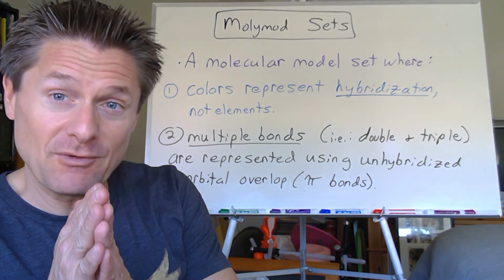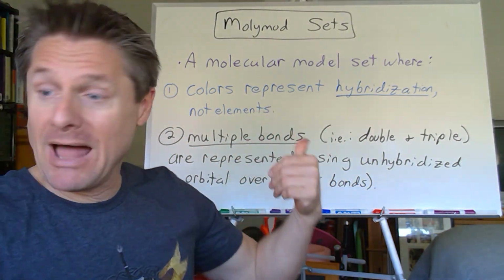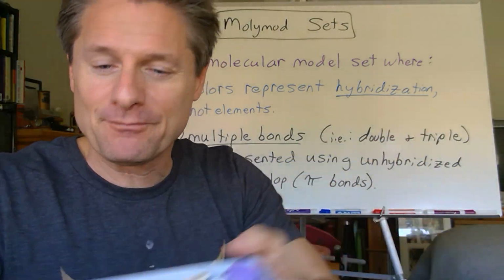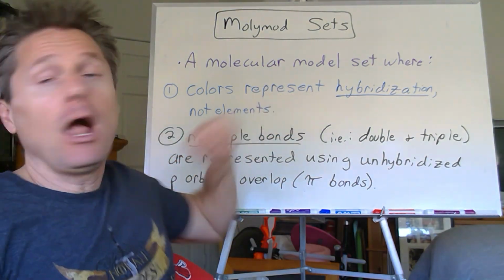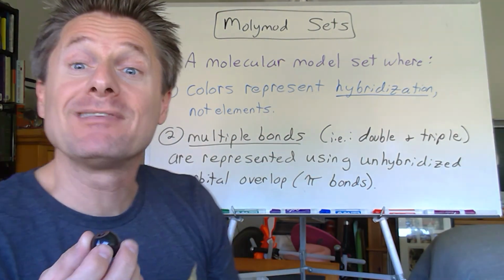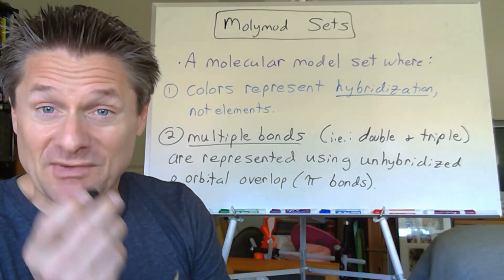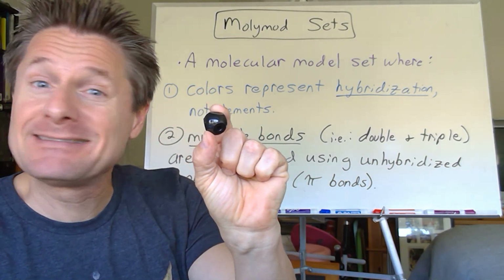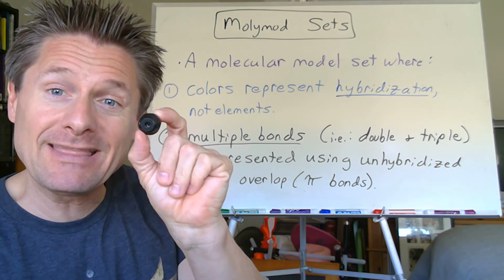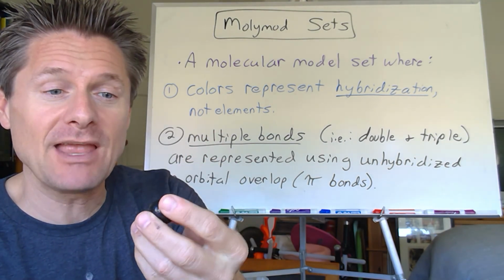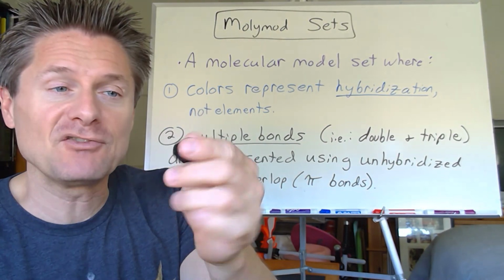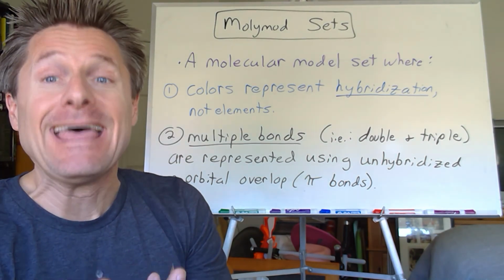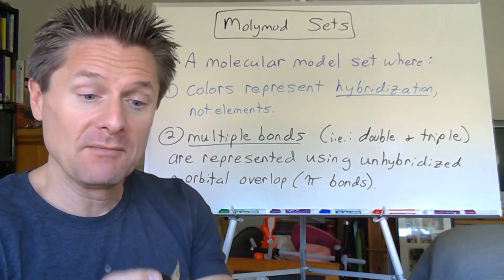So here are the 2 main differences between a traditional stick and ball model set and a Molymod set. So I got a Molymod set right here. Ooh, it's fun. Lots of fun. Colors in a Molymod set represent hybridization, not atoms, specific elements, right? So maybe in intro chem, this would mean carbon. That's not necessarily true in a Molymod set. This would be anything with a specific type of hybridization, and we'll see it's an sp3 hybridization, this one. So whether it's an oxygen, a nitrogen, a phosphorus, a carbon, doesn't matter. If it has that hybridization, and I'll list that up, it's going to use that color.